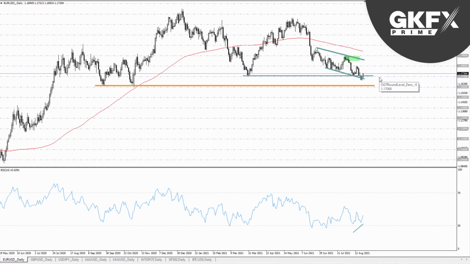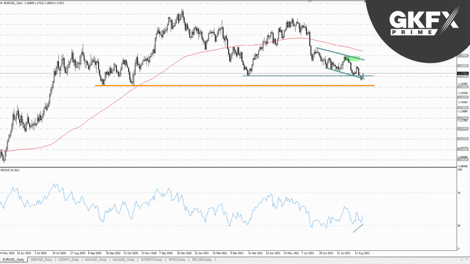So potentially a false breakdown through the bottom of the channel and through the bottom of that support, which could be bullish and push the price up towards the top of the channel again. But you know, we're really in a kind of range trading situation longer term.